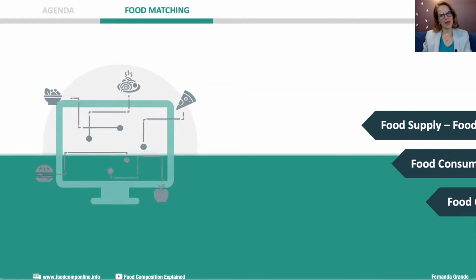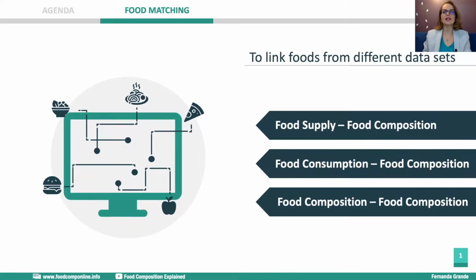When we say food matching, we are referring to the activity that links foods from different data sets. So it can be either linking food consumption or supply data with food composition data to allow for nutrient intake estimates, or it can also be linking foods and nutrient profiles from two different data sets.